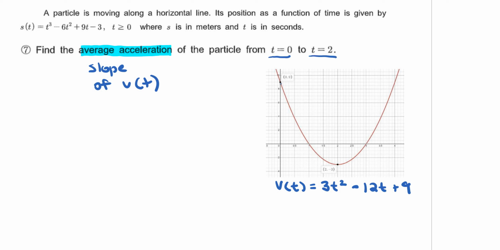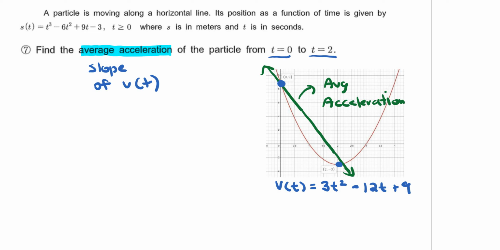So this is 0 right there, and there is 2. So you're almost drawing this secant line from there to there. And we want to find that slope, and that slope right here represents the average acceleration. All right, so it's the slope of a secant line, something that we saw back in the limits chapter.